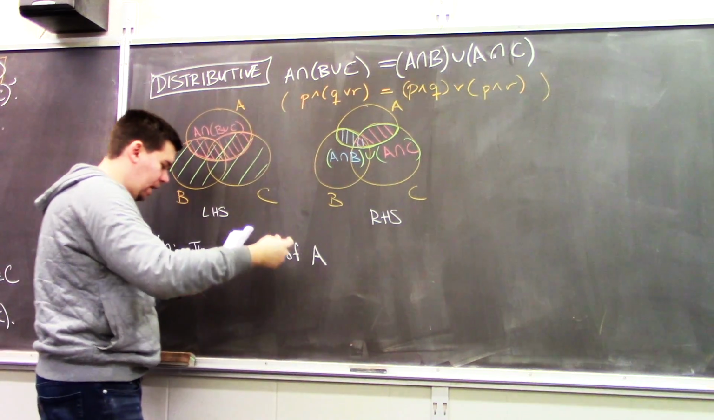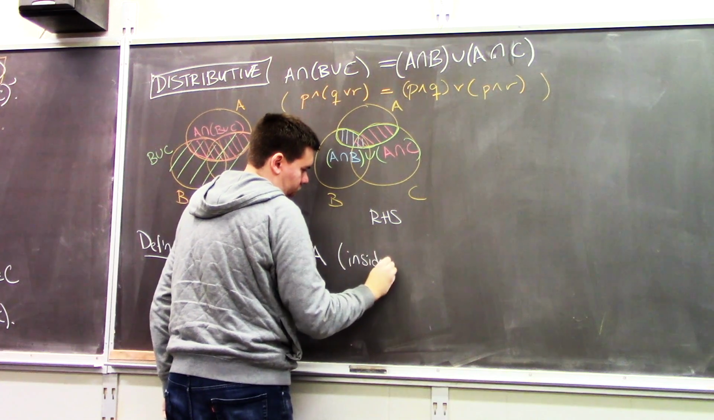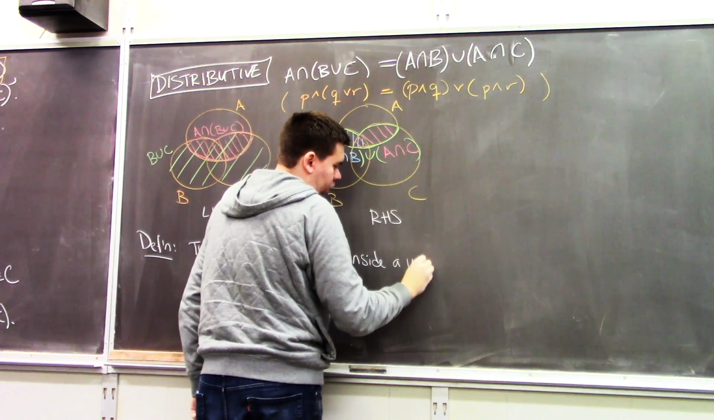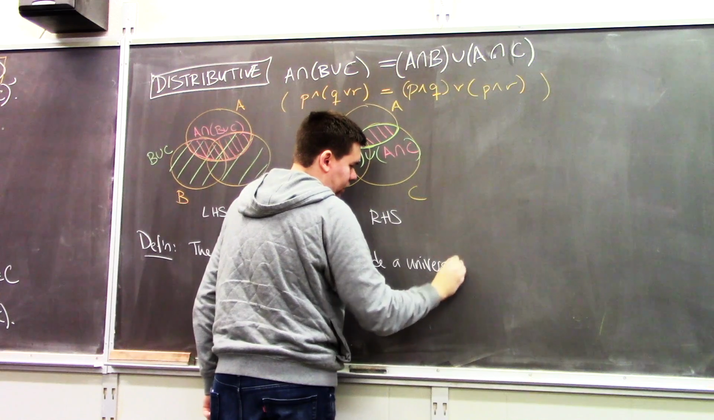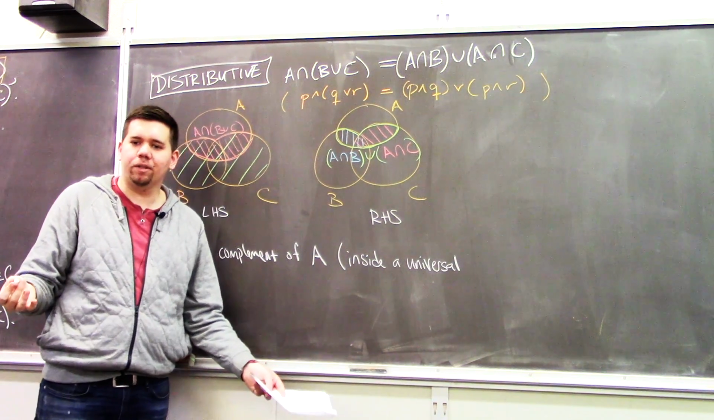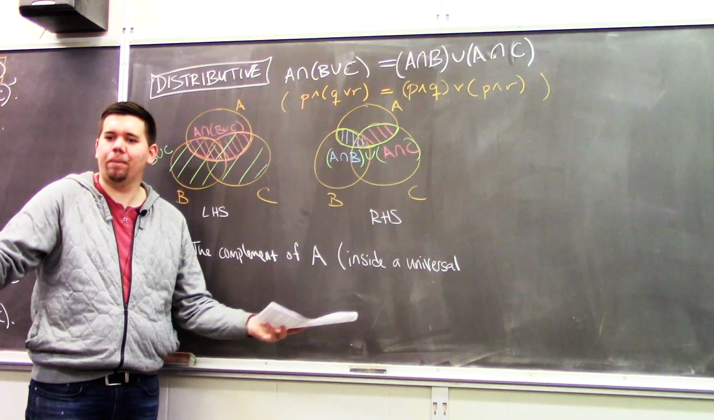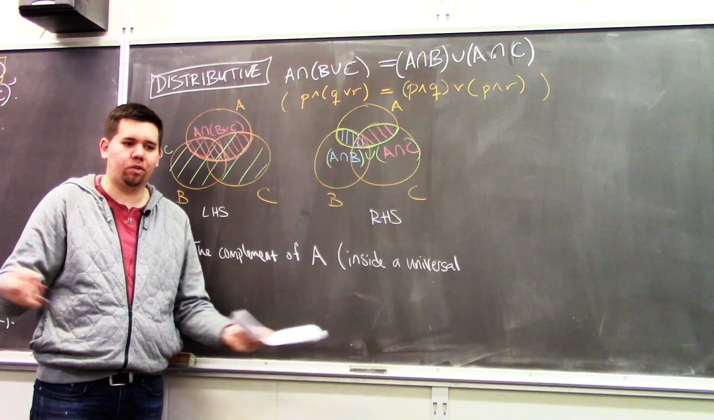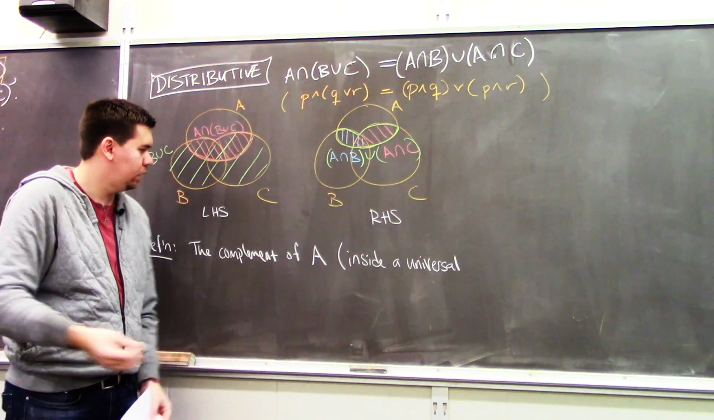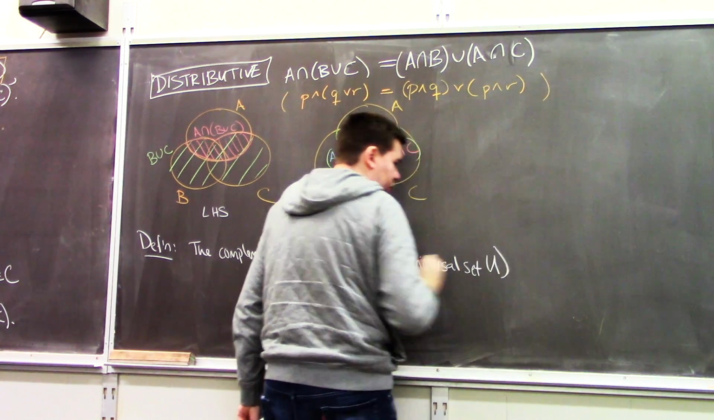So the complement of A inside something I'll call a universal set. It's the set that we think of A as living in, the universe we're thinking of. Like with prime numbers, we're probably not thinking of the universe where grandma lives, right? We're probably thinking of like the universe of integers or the universe of natural numbers. So inside a universal set, U.